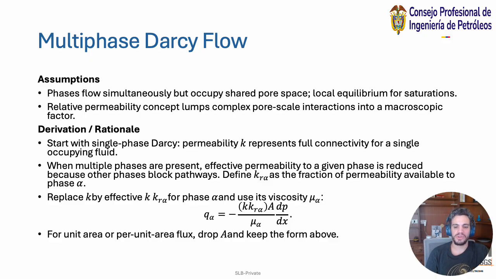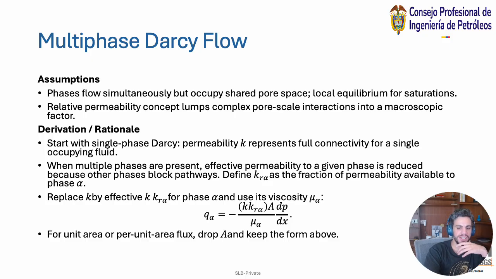So how do we go through the derivation? You can basically start with a single phase Darcy flow equation, where your volumetric flow rate is equal to the negative permeability multiplied by the area divided by the viscosity, all multiplied by your pressure gradient.